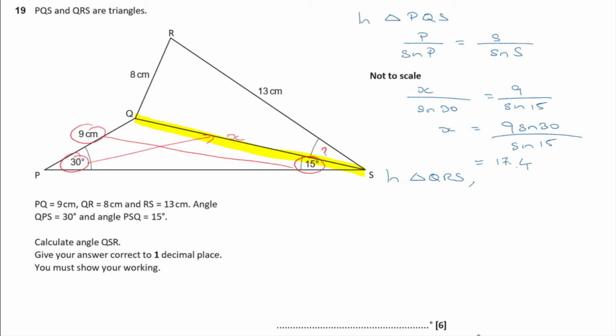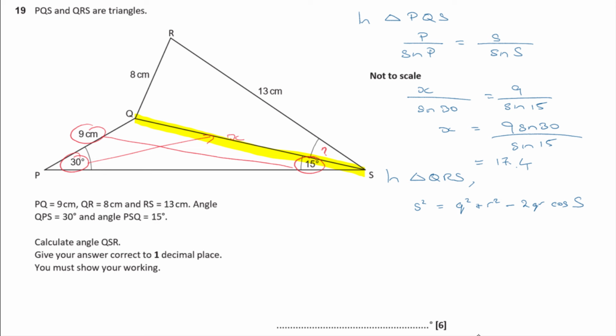So if I know three sides and an angle, that is the cosine rule, isn't it? Writing down the cosine rule for angle S, I'm going to get S squared equals Q squared plus R squared minus 2QR cos S. Remember, it's the S I want to find, so I need to rearrange and make S the subject of this.